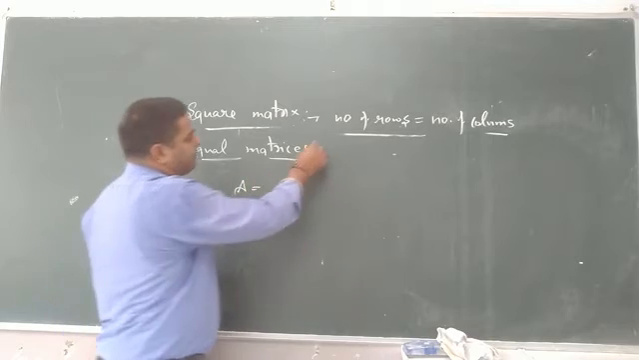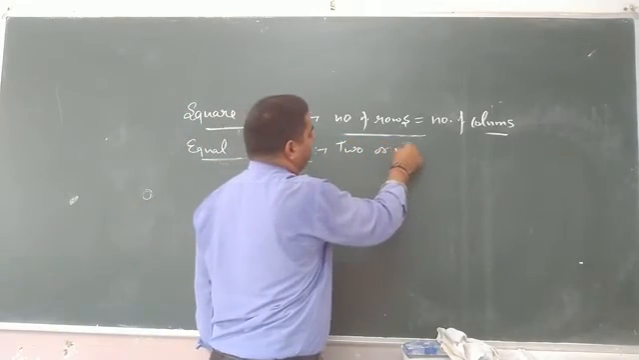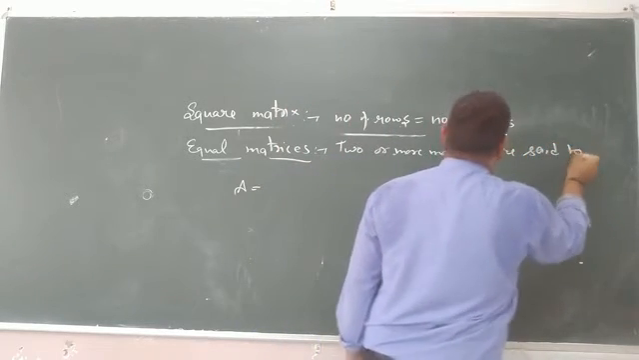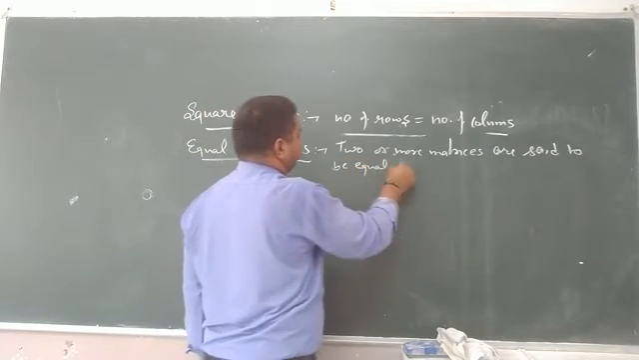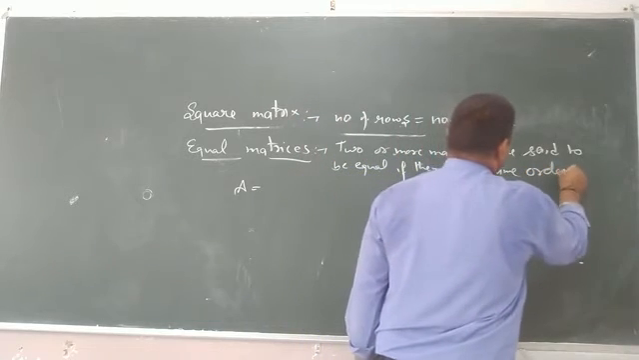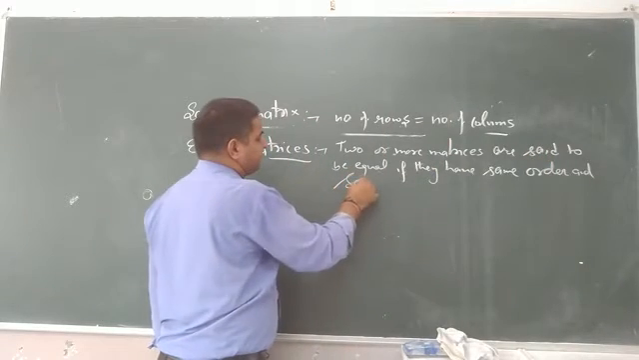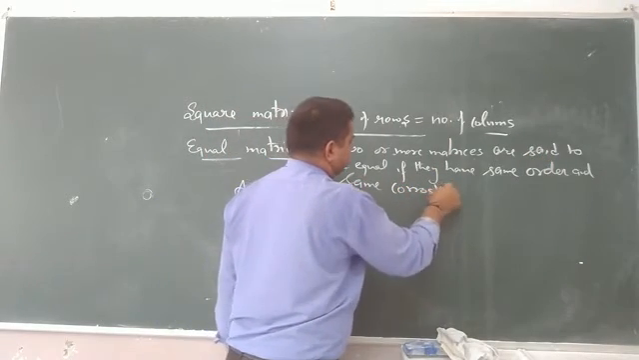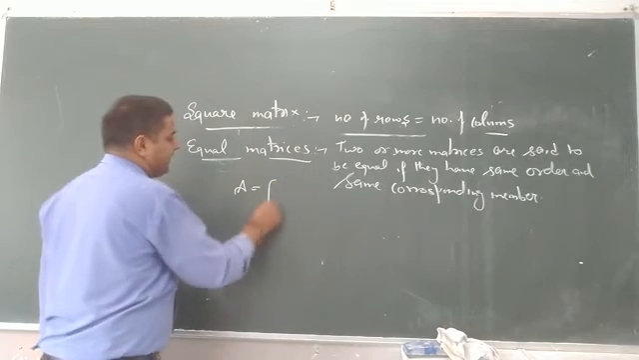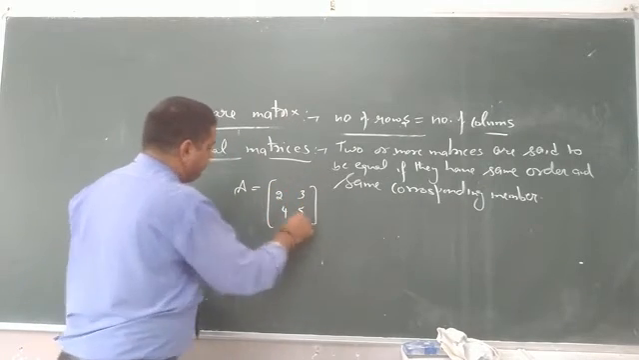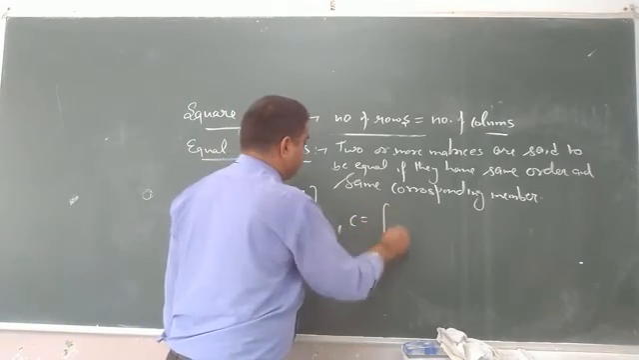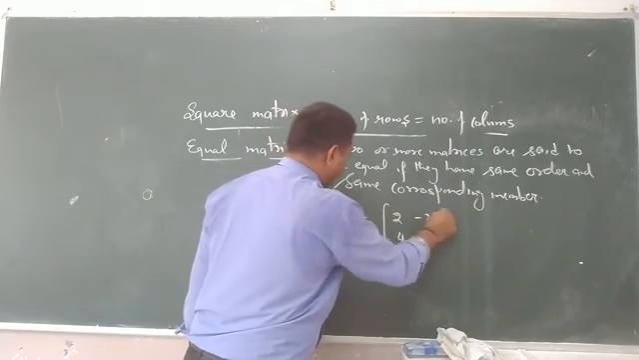Like remember, equal matrices: two or more matrices are said to be equal if they have same order and same corresponding members. So, for example, A is 2, 3, 4, 5, B is another matrix, 2, 3, 4, 5, and C is a matrix whose members are 2, minus 3, 4, and 5.